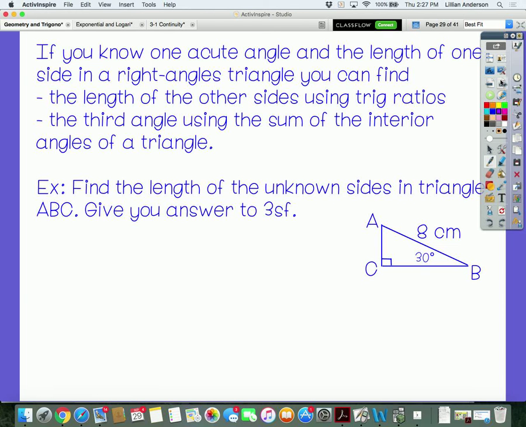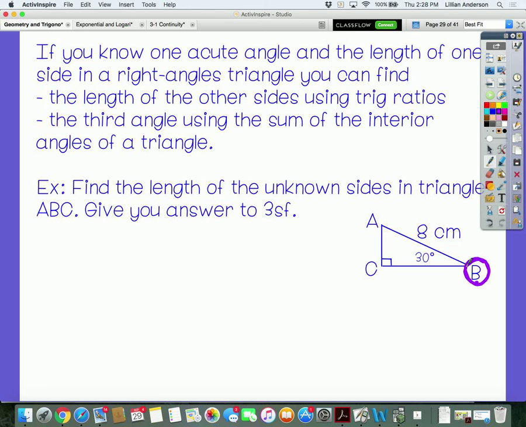Now, to find the length of the unknown sides of this triangle ABC, which you do have to fill in on the printed paper, my suggestion to you is if they give you a side or an angle, use that to find everything else. Don't use something that you've already found to find something else, because if you find the first thing wrong, you have no chance of getting the second thing right. So we're going to use the angle that's given to us, which is angle B. It's 30 degrees.